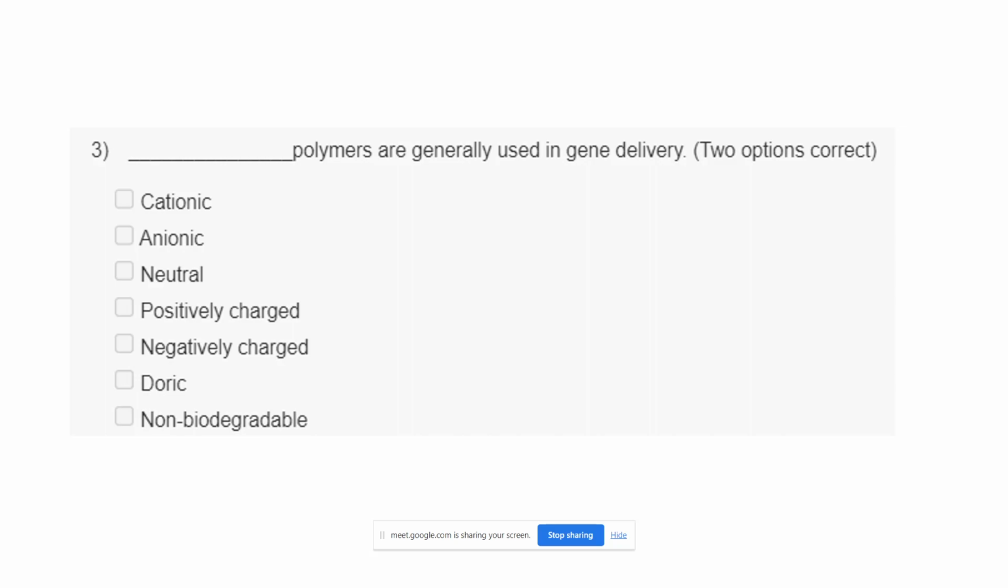What does the fifth option, doric, mean, ma'am? I'm not really sure. I am hearing this for the first time. Yeah, same. I'm not sure, I have to look up what it is. Yes, ma'am.